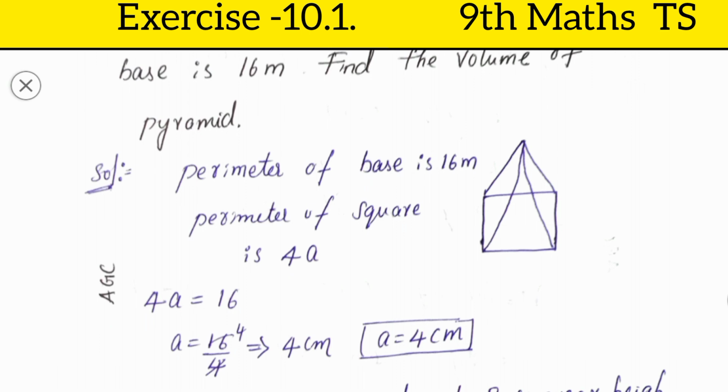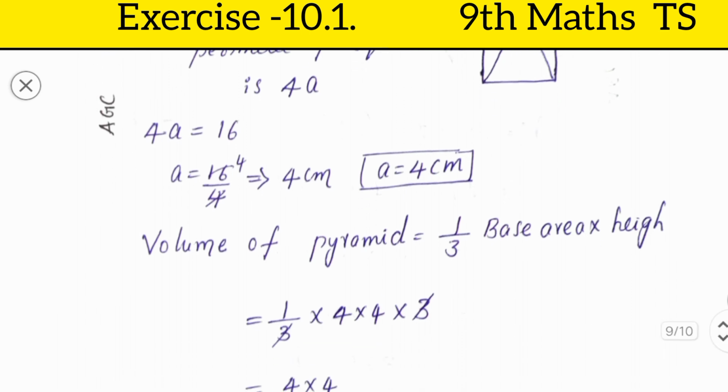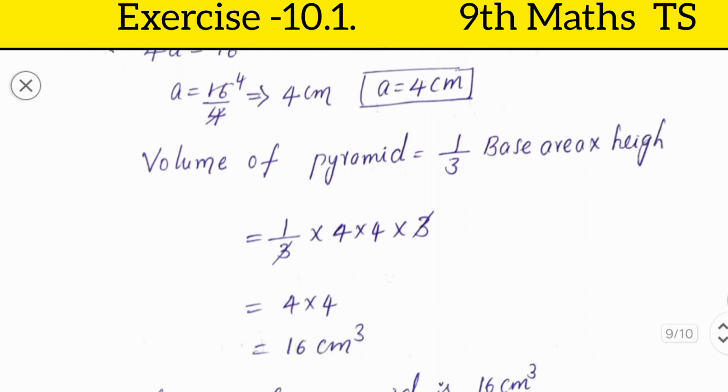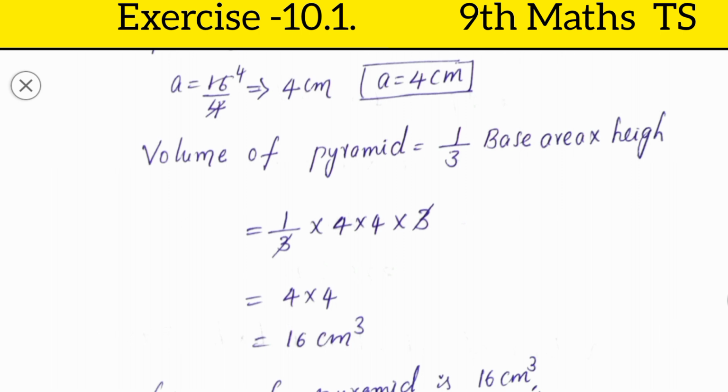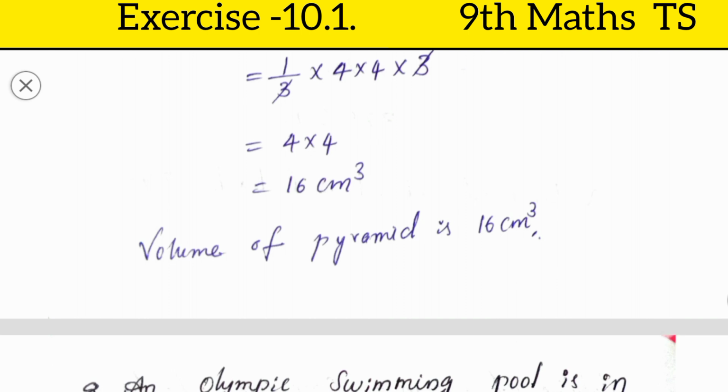Now the perimeter of the base is 16 meters, and the perimeter of a square is 4a. Equate 4a equal to 16, then a is 4 meters. So one side of the square is 4. Then the volume of the pyramid is 1/3 of base area into height. The base area is the area of the square, a square, and the a value is 4. So 4 into 4 is 16, and the volume of the pyramid is 16 cubic meters.